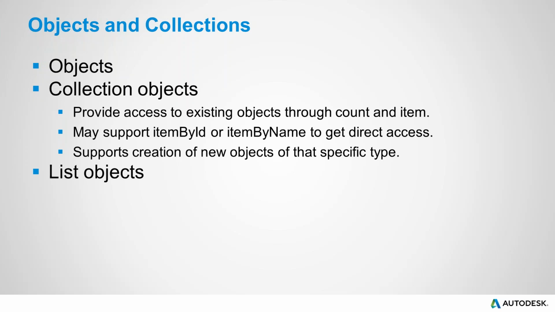There are also list objects in the API. They're a collection also, but they don't ever support creation. So they're used just to return a list of things. So for example, parameters: there are two types of parameters, model parameters and user parameters. And you can only ever create user parameters. Model parameters get created automatically as you're building the model. For example, if I do an extrude, then a parameter is automatically created to control the depth of that extrude and the angle of the extrude.